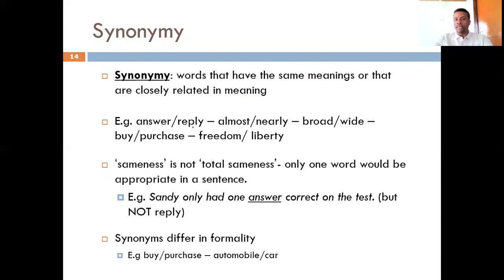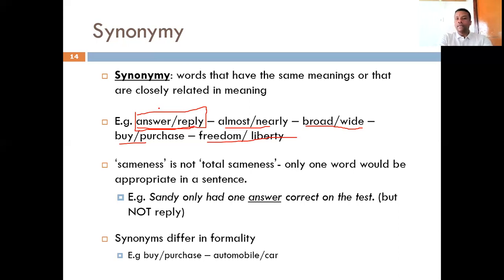For instance, reply and answer, almost and nearly, broad and wide, buy and purchase, freedom and liberty. We call them synonyms because the meaning is the same or it is closely related to one another. But mind you, whenever we say that, it doesn't mean that one can be used to replace the other. That's not the idea, because in a specific instance, only one of them is applied. For example, both mean giving a response, right? Answer is also giving a reply, and reply is also giving an answer. But one of them cannot substitute the other in every instance.